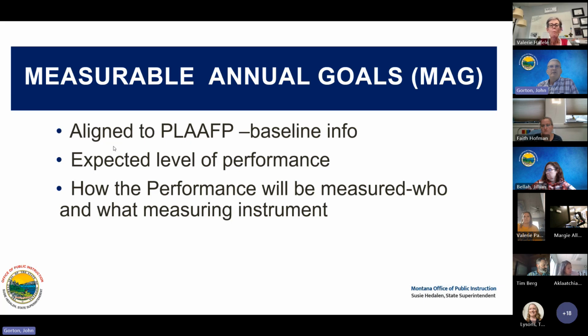You have to indicate the expected level of performance. So they're going to achieve 4 out of 5, whatever. They're going to have 0 discipline referrals to the office. That's what you're shooting for. And then how is that going to be measured, and who will be making those measurements of the student's progress? So, as observed through teacher observations, or through the lack of discipline referrals, that kind of thing.